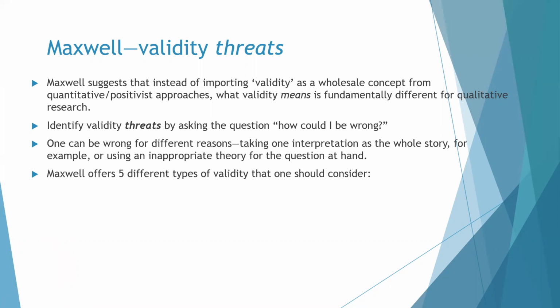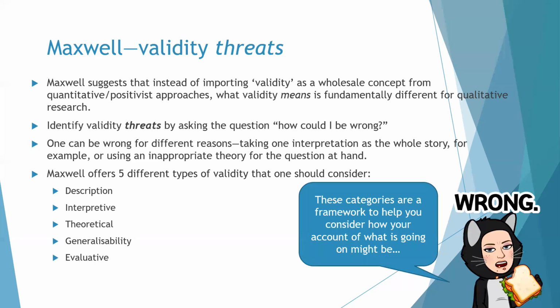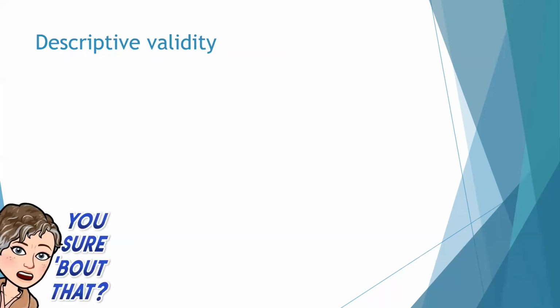Now, Maxwell offers 5 different types of validity or validity threats that qualitative researchers should think about when they're conducting research and when they're coming up with research design. They are descriptive validity, interpretive validity, theoretical validity, generalizability, and evaluative validity. And this is a useful checklist I found to think against when you're trying to consider how your account of the thing that you are studying might be wrong. All right, let's think through each of those 5, and then we'll end with a little allegory that perhaps will make it easier for you to understand.